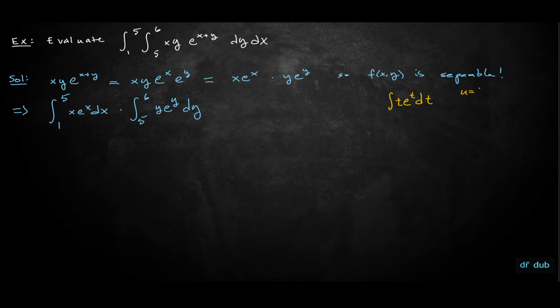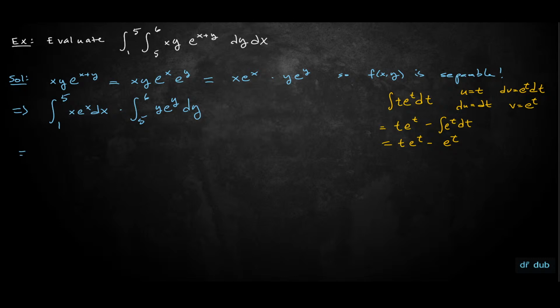So I'm going to do u equals t, dv equals e to the t dt. I have to do this by parts, and so du equals dt and v equals e to the t. And our formula is uv minus integral v du. So this is going to be t e to the t minus the integral of e to the t dt, which is t e to the t minus e to the t. So that is going to be our integral, regardless of the variable there.